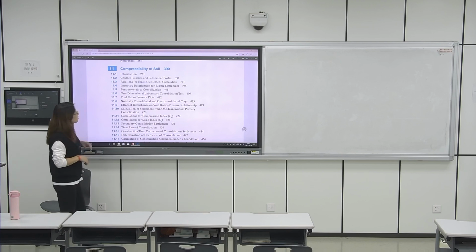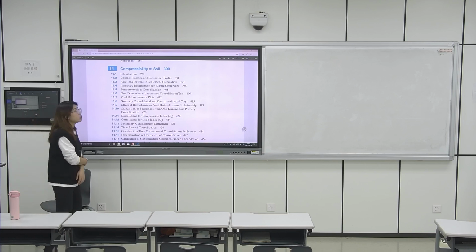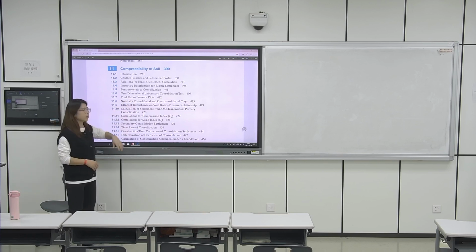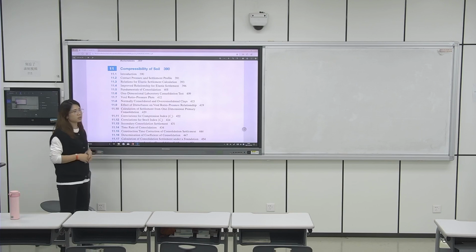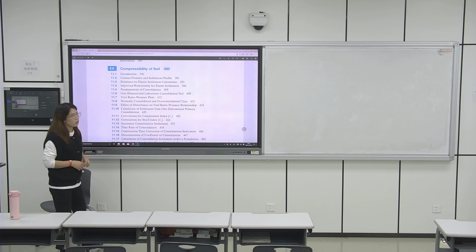And then we learned how to study the consolidation of soil. We use the one-dimension laboratory consolidation test, and we explained the process of the consolidation test. The main thing here is the void ratio pressure plot. That is the result we can obtain from a consolidation test. How to get these plots? And after we got these plots, we need to define the pre-consolidation pressure, right?